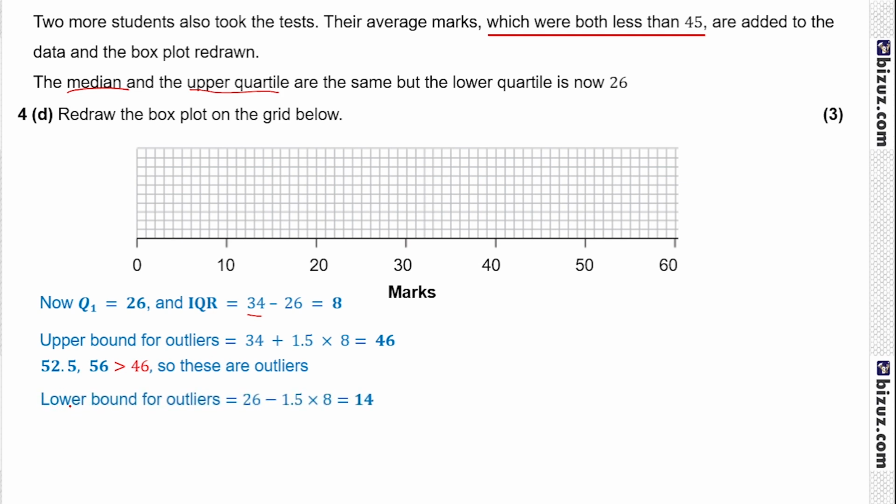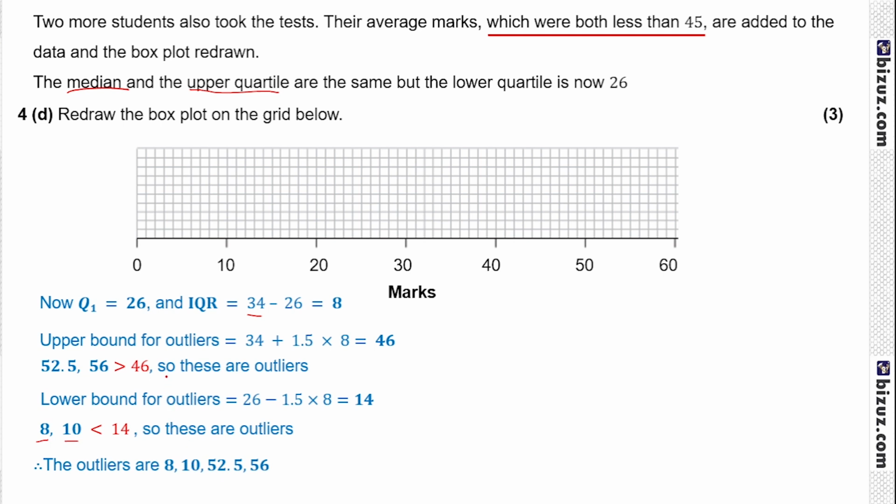Now let's check the left end. The lower bound is now Q1 minus 1.5 times the interquartile range. If we plug in our new values, we get a value of 14. Now, this means that since 8, 10, and 15.5 were our lowest values, 8 and 10 are now less than this lower bound. These are the outliers on this end now. See, before it was only 8. Now 10 is also an outlier. So the outliers are now 8, 10, 52.5, and 56.